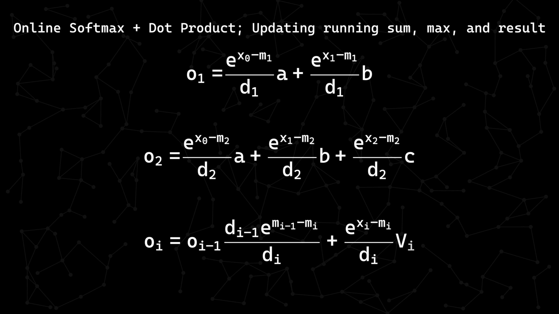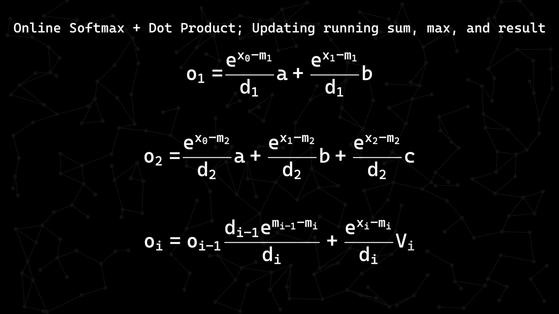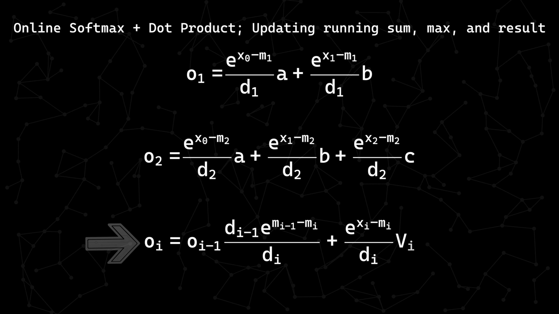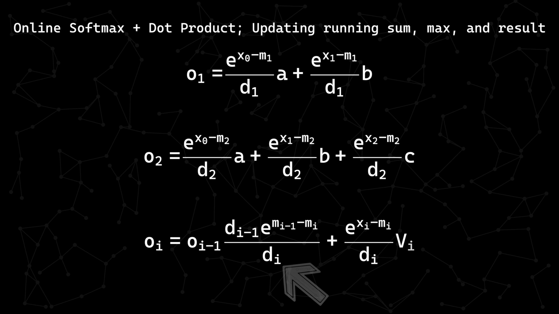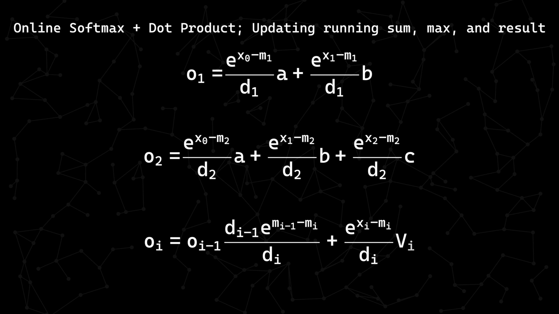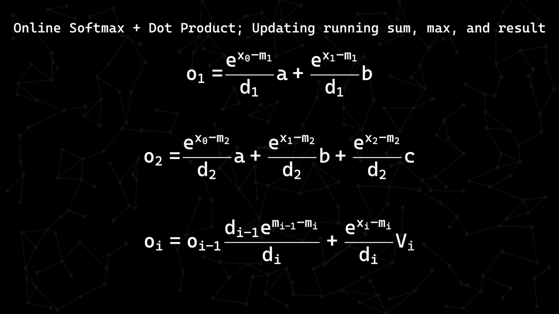This is the core equation behind flash attention. It outlines how to keep our running result up to date when our running sum and max change. Because O sub I is solely a function of O sub I minus 1, the running max, running sum, and the current item in our column vector that we're multiplying by, we don't have to go back to previous elements in our input vector or our column vector.